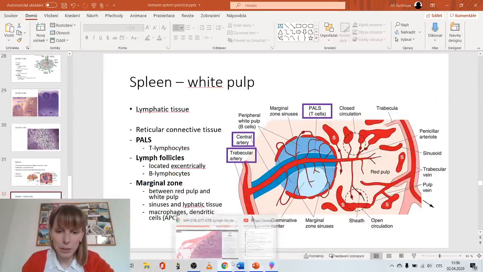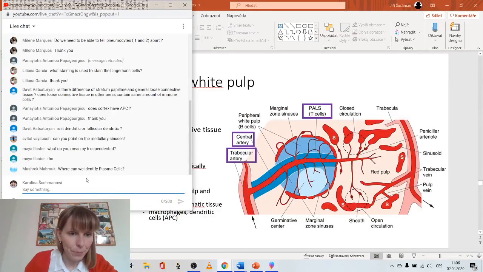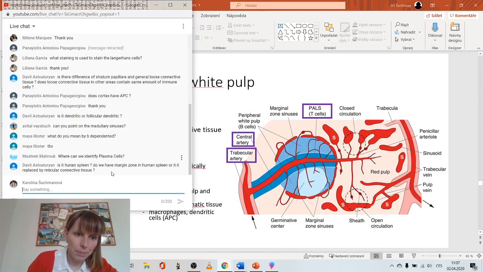So what about questions? Where can we identify plasma cells? You don't have to identify plasma cells.